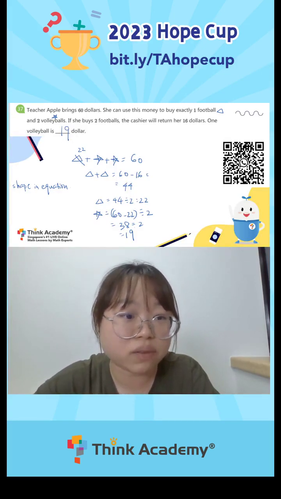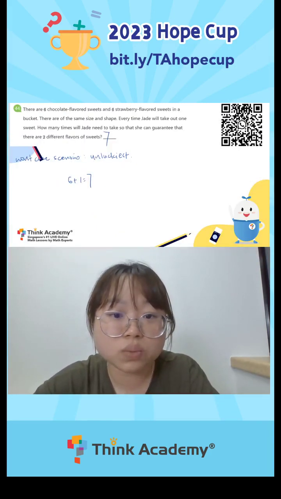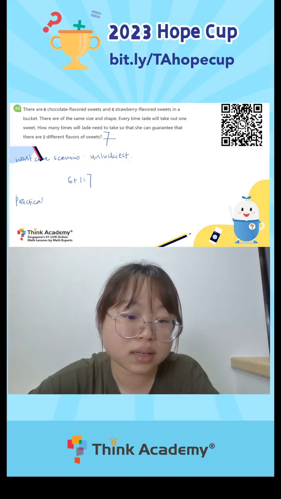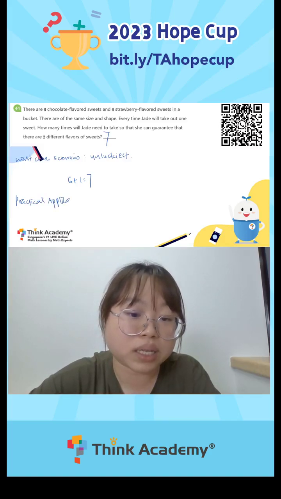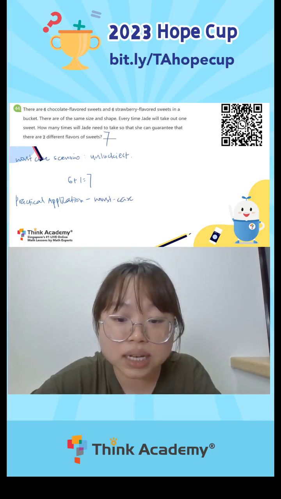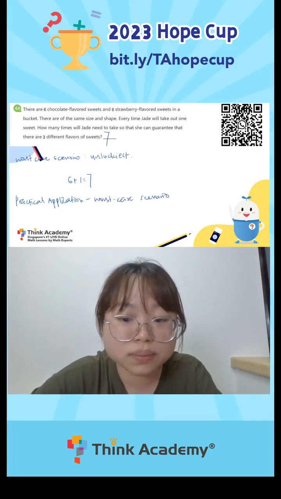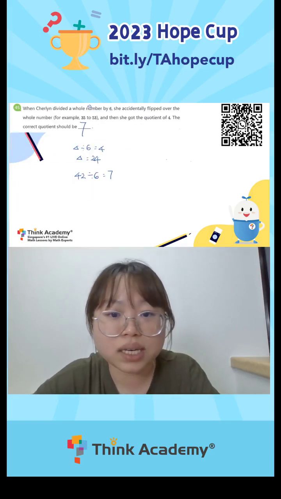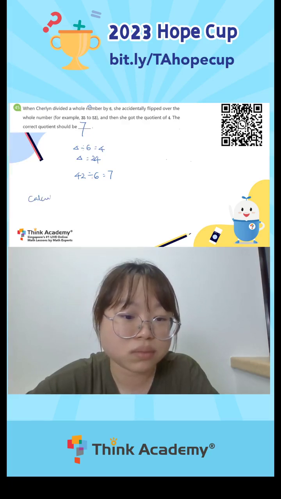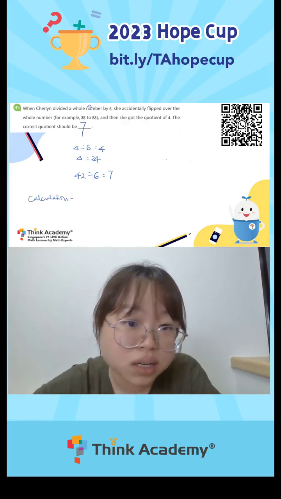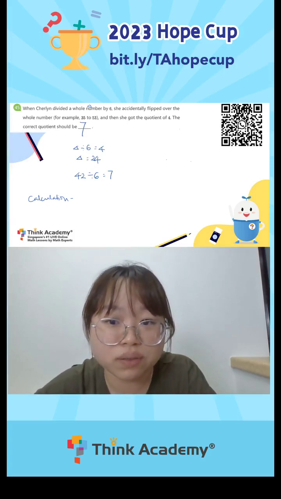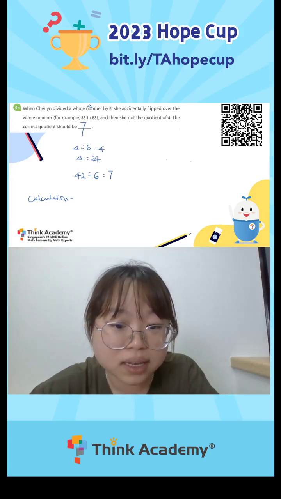IHC gives you a lot of different kinds of questions. Whereas this one is a practical application question. This is a typical practical application question, specifically the worst case scenario. What else? This is a pure calculation word problem. You need to understand what is quotient, what is remainder, and what the question is asking for, to flip over the whole number. Okay? This is a word problem.